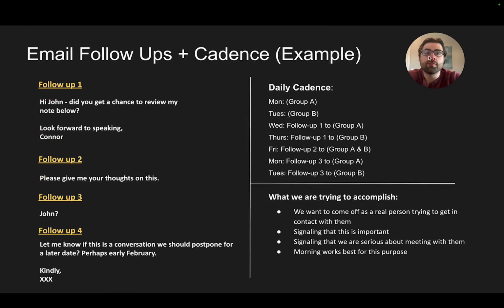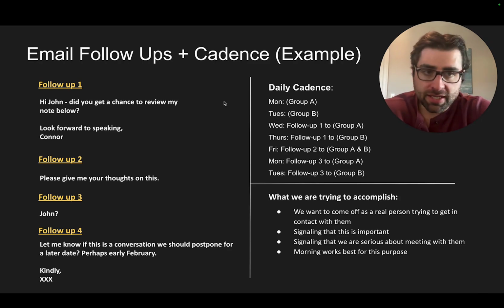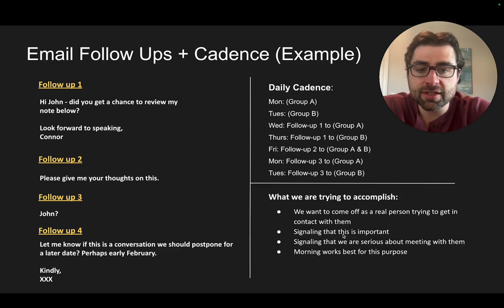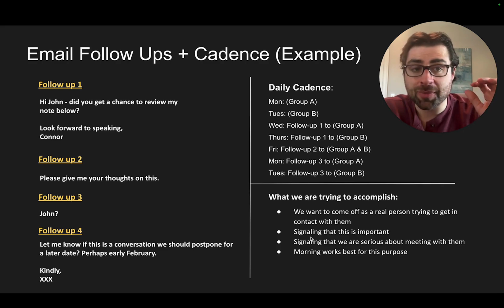So on that note, when it comes to follow-ups, here are examples of real follow-ups that I use to this day. There's many different variations, but I'll start down here in the bottom right. What we're actually trying to accomplish with these follow-ups is that we're a real person. We want to come off as a real person trying to get in contact with them, signaling that this is important, and we're signaling that we're serious about meeting with them. So the tone of these follow-ups is essentially saying, hey, I'm a real person. You're not on a cadence here. Even though they may very well be on a cadence, we're trying to signal, I'm a real person trying to get in contact with you. Please respond to my email. Whether it's a yes or no, that's okay. Just give me your thoughts on this.